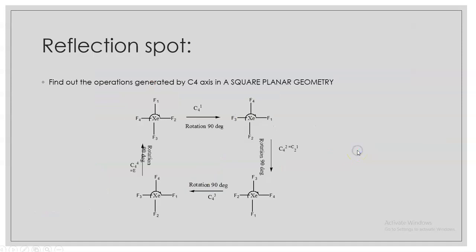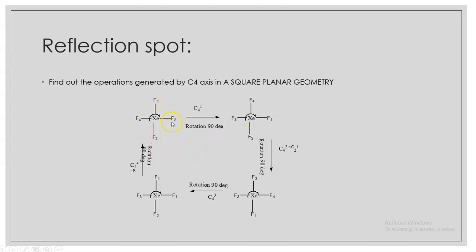So, this is the case of any axis for that matter. We will take one more example, and let us take it as a reflection spot in which you can try to identify the operations generated by the C4 axis. You can work it out in the book and then you can refer to it with this plate. After you have done, just look into this.